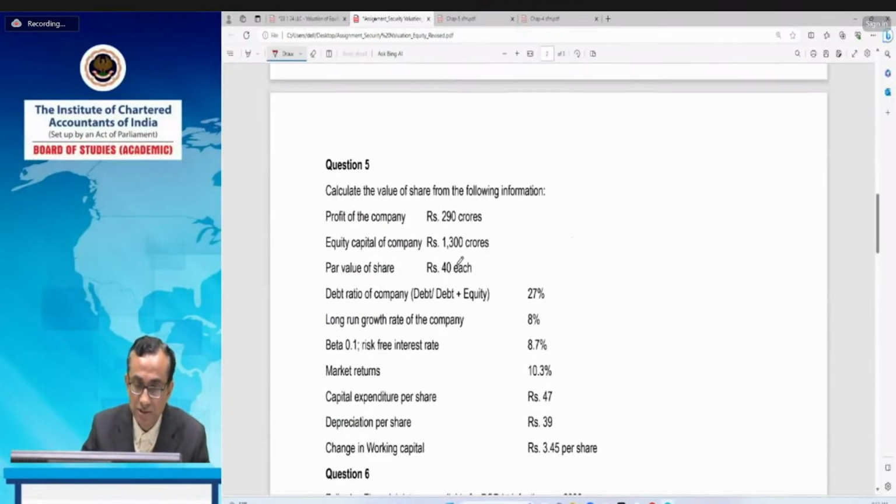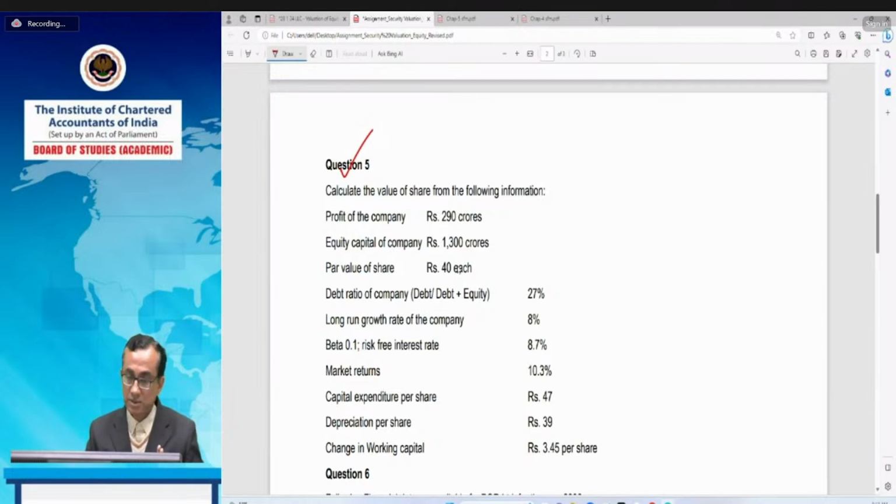Now come to question number 5. Okay. Now, this question number 5 is a very good question. See the question first of all and try to make out which valuation method will be followed in this case. Whether dividend discount model will be followed, whether earning based model should be followed, or free cash flow method will be followed. Let us look through the question carefully.